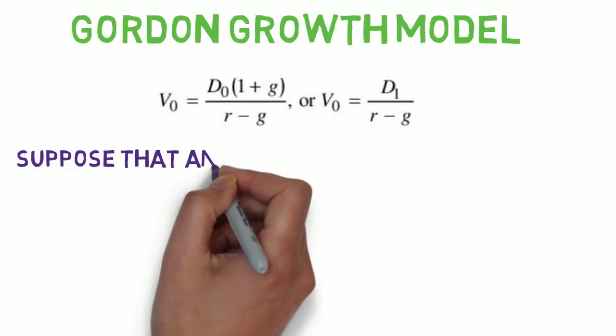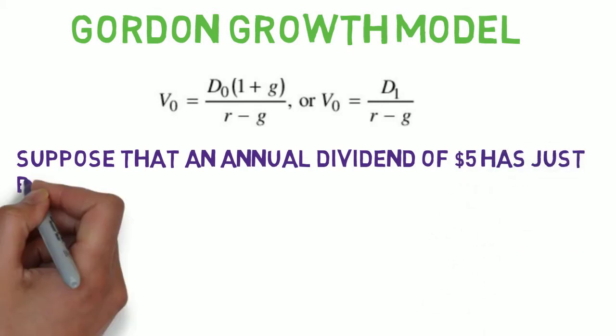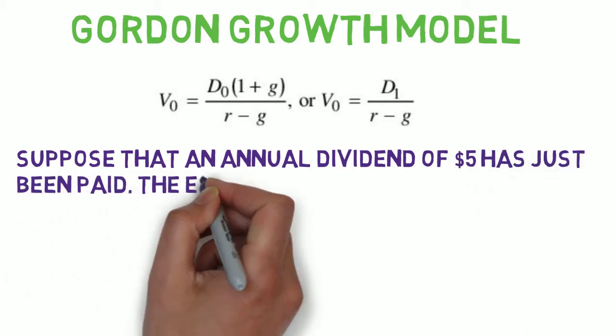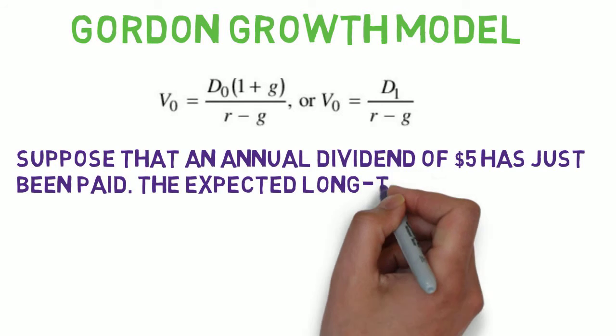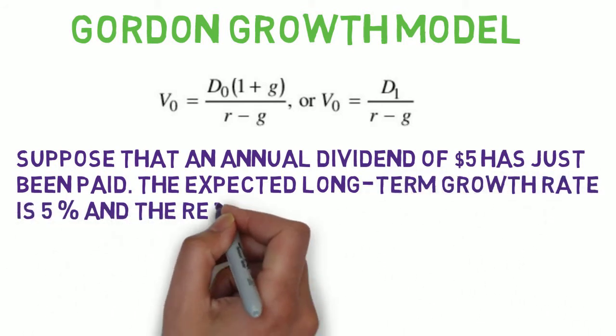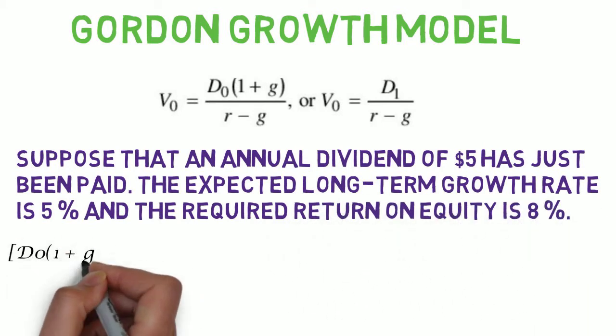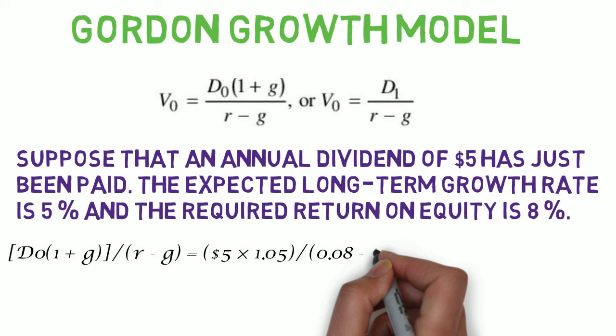Suppose that an annual dividend of $5 has just been paid. So basically D0 in the formula is $5. The expected long-term growth rate is 5% and the required rate of return on equity is 8%. Applying these numbers to the Gordon growth model, we find the value of the firm to be $175.